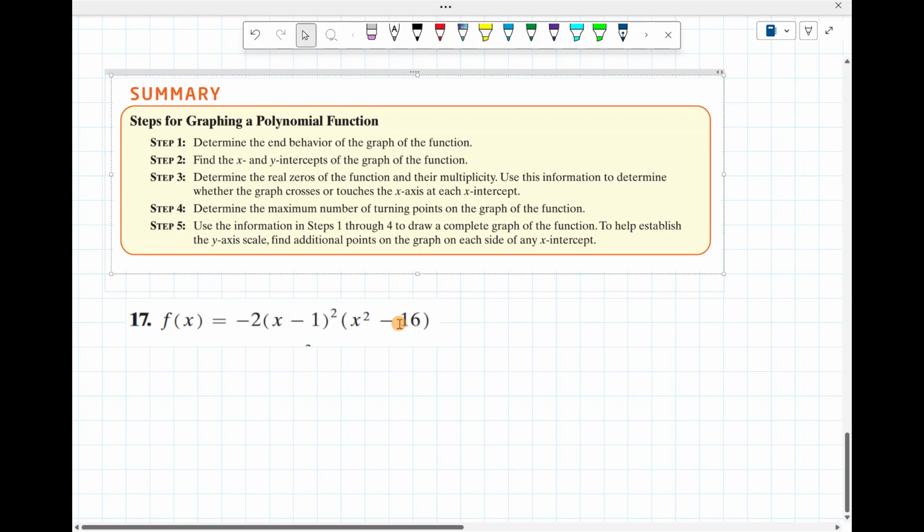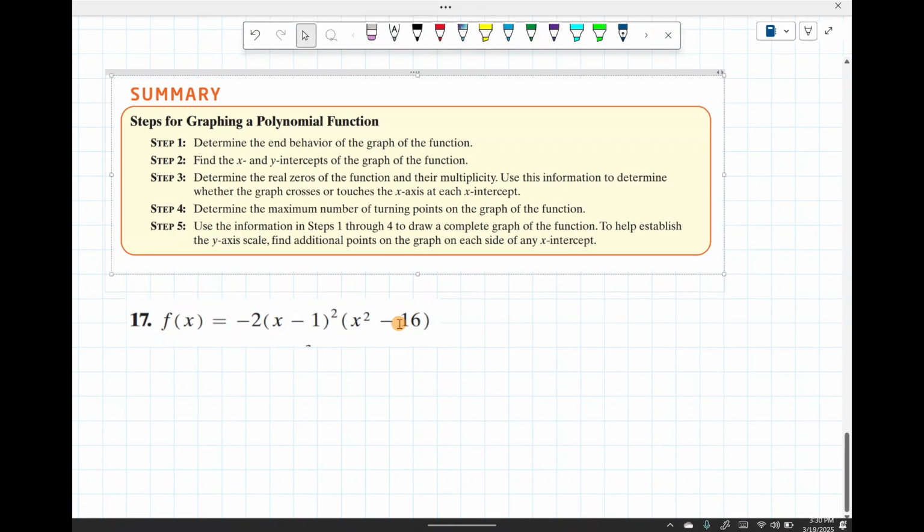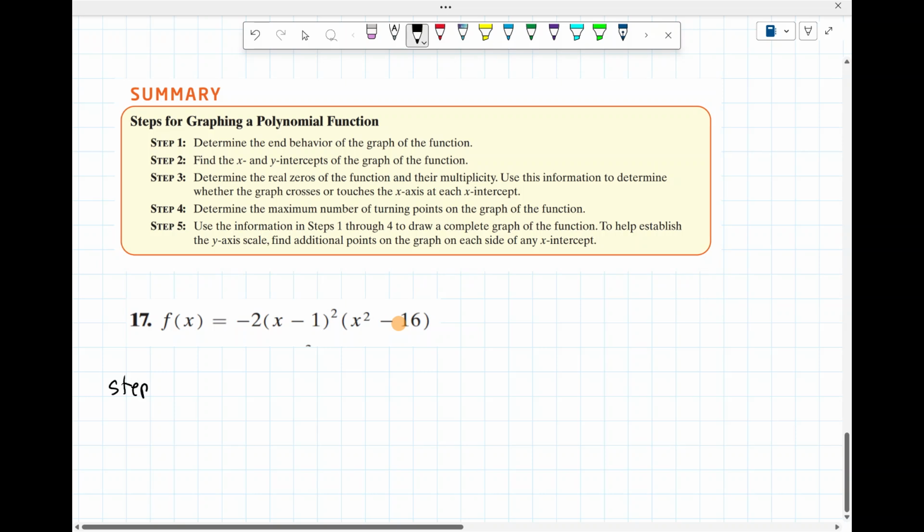So step 1, we want to find the end behavior of the graph. Now, what we actually want to do in order to do this is find what would be the leading term of this polynomial if it was expressed in standard form. Here's the way I do that. There are 3 factors here. And so I'm going to take negative 2 from the first one. I'm going to multiply that by x squared in this case. And I'm going to multiply all that by x squared.